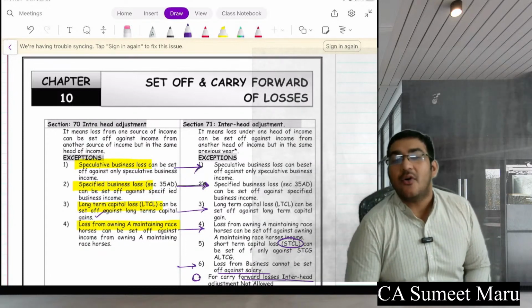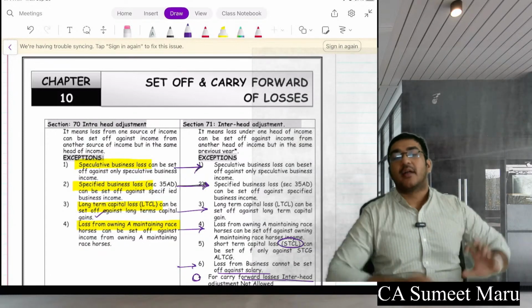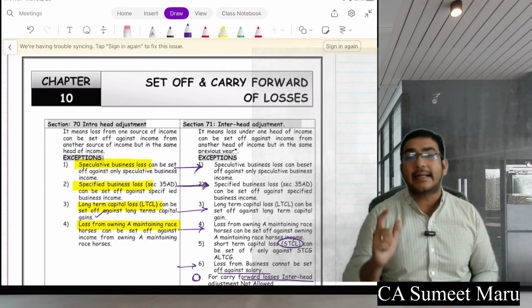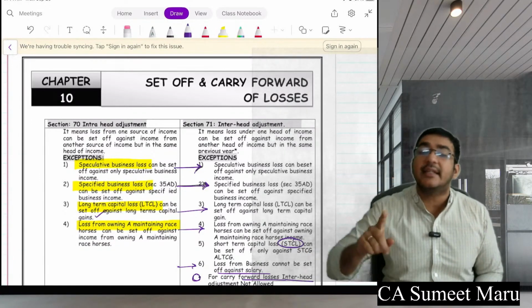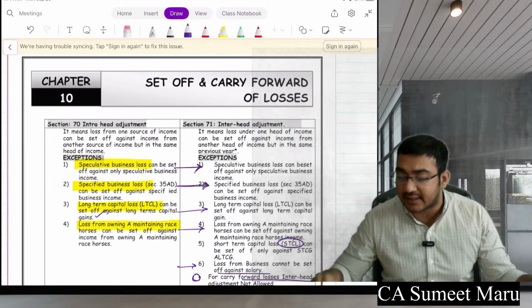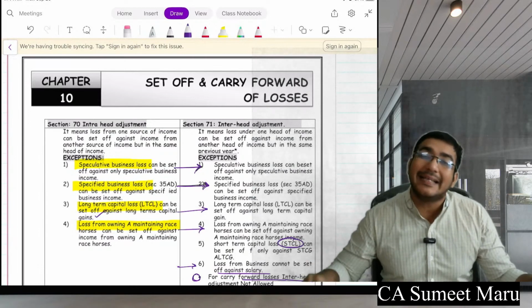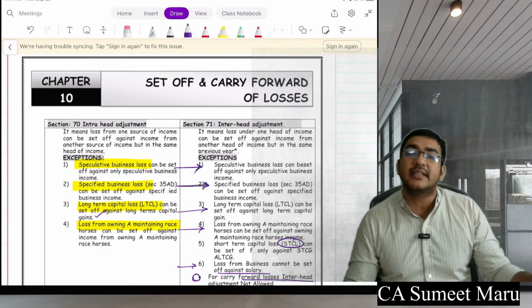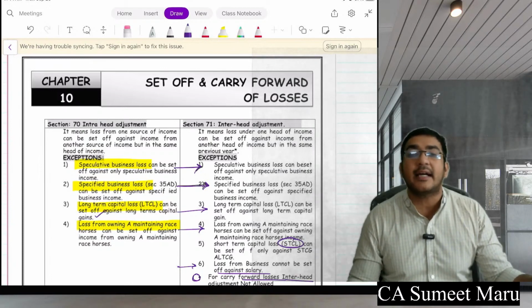Okay. Now the next chapter was set off and carry forward. In this chapter, we have seen that losses will always first go for intra-head adjustment, and if not set off, then they will go for inter-head adjustment. But please remember, only losses incurred in that year can go for inter-head adjustment. If it is a carry forward loss, it will only be eligible for intra-head adjustment.